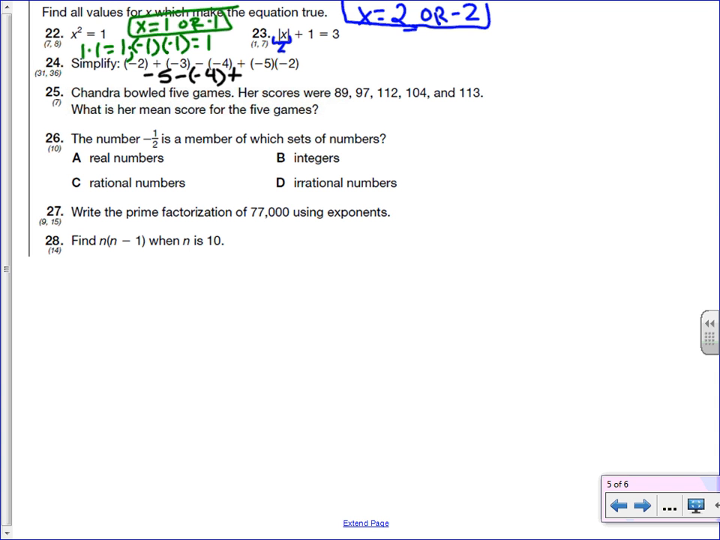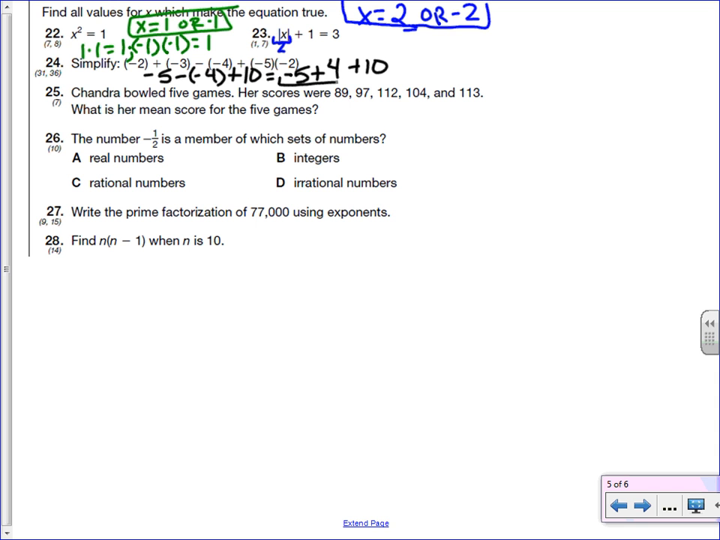And negative 5 times negative 2 comes first. So 5 times 2 is 10. They have the same sign, so it's positive. So now we have negative 5 minus negative 4. And when you subtract, you add the opposite. So we have the opposite of negative 4 is 4.